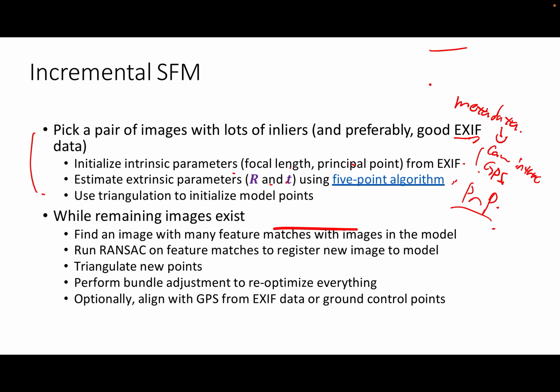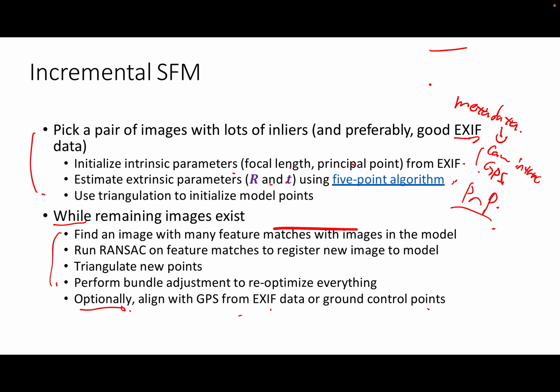And for the remaining images, there's just a while loop. While remaining images exist, find an image with many feature matches with images in the model, and run RANSAC on feature matches to register the new image to the model, triangulate new points, and perform bundle adjustment to re-optimize everything. Optionally, align with GPS from EXIF data or ground control points, just optional. If we have this kind of data, we can utilize it, but don't worry if we do not have it, we can just skip it. We can just focus on these 4 steps.